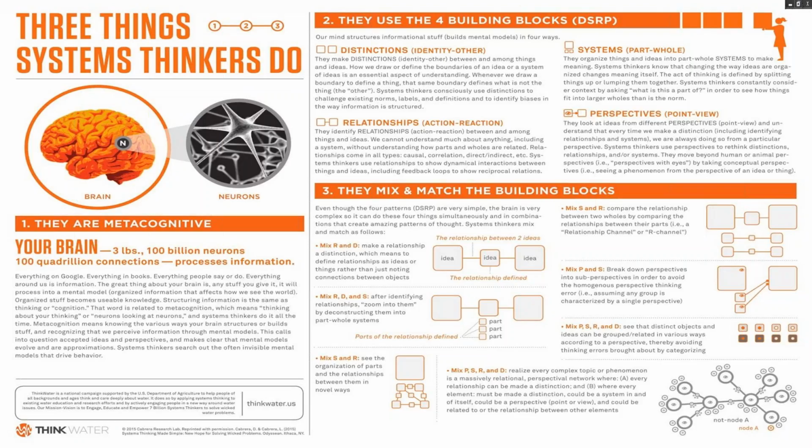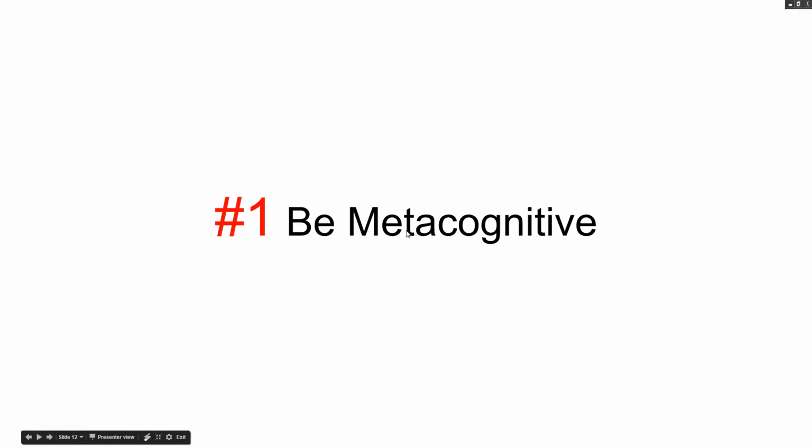But you can get into more details here, but I'm going to walk through each of these pieces of being metacognitive, using the systems thinking building blocks, or thought of another way, the simple rules that underlie thinking, and then getting more in depth with those. So the first thing that we can do as systems thinkers is to be metacognitive, and that simply means that we are able to step back from our thinking to think about how we're thinking about things, right?